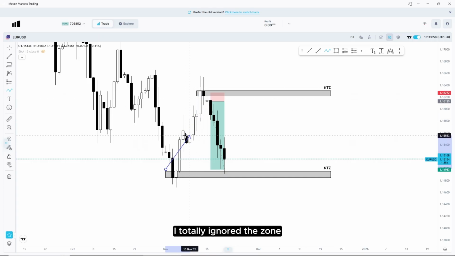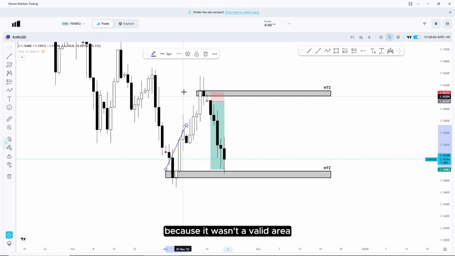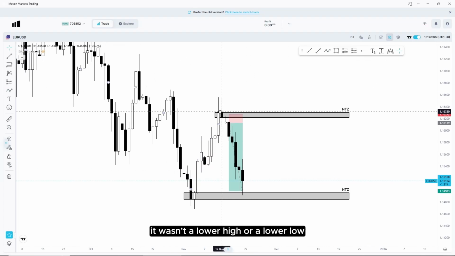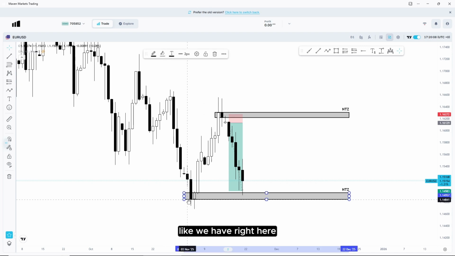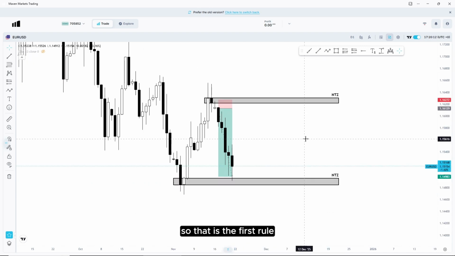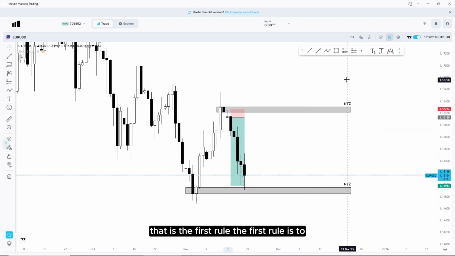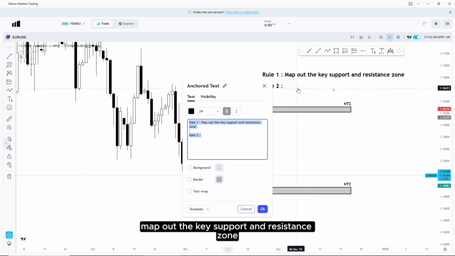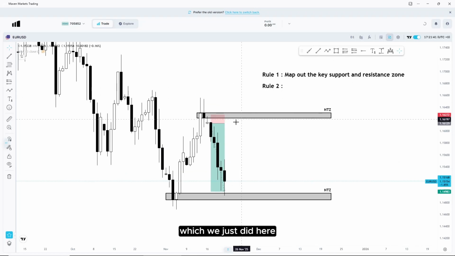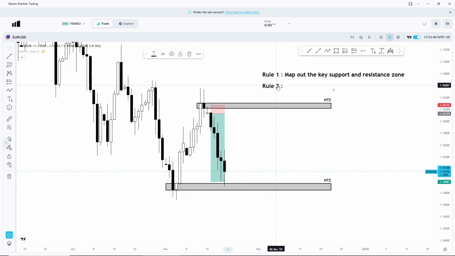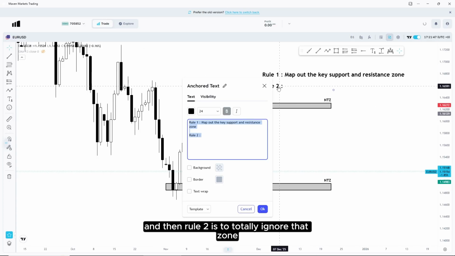I totally ignored the zone because it wasn't a valid area. It wasn't a lower high or a lower low like we have right here. So that is the first rule. The first rule is to map out the key support and resistance zone, which we just did here, which is the lower high and the lower low. And then rule 2 is to totally ignore that zone.